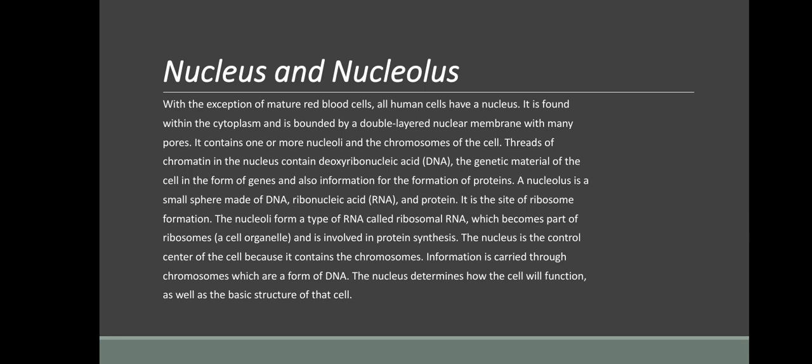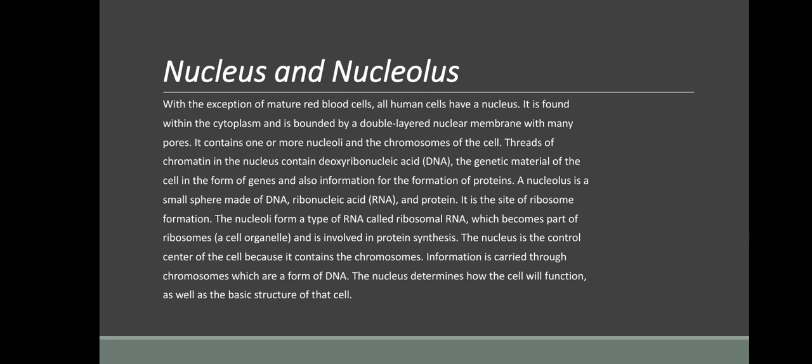deoxyribonucleic acid, DNA, the genetic material of the cell, in the form of genes and also information for the formation of proteins. A nucleolus is a small sphere of DNA, ribonucleic acid, RNA, and protein. It is the site of ribosome formation. So a question can come like, what is the site of ribosome formation? Okay, the nucleolus forms a type of RNA called ribosomal RNA, which becomes part of ribosomes, a cell organelle involved in protein synthesis.